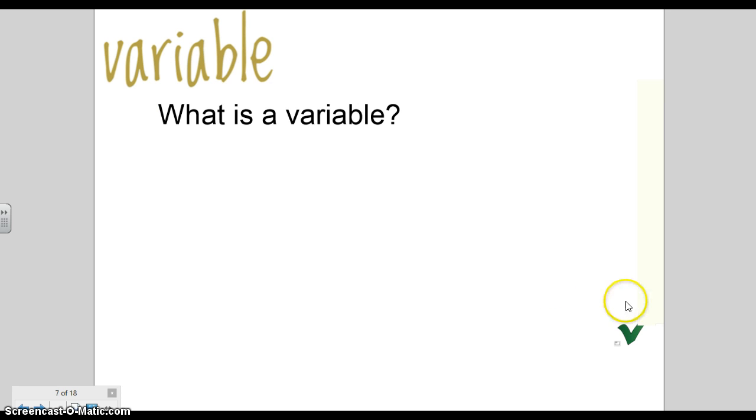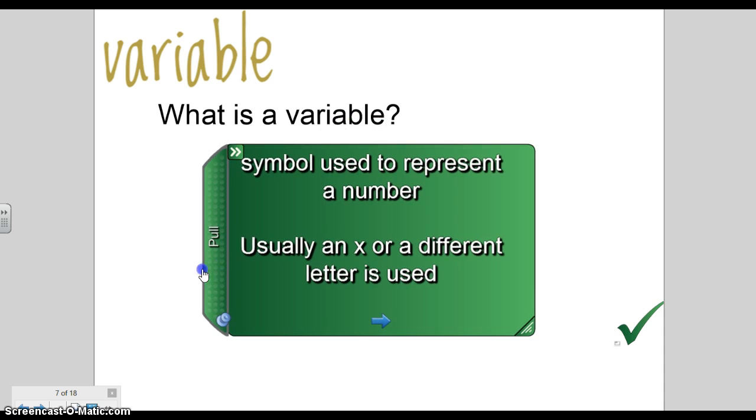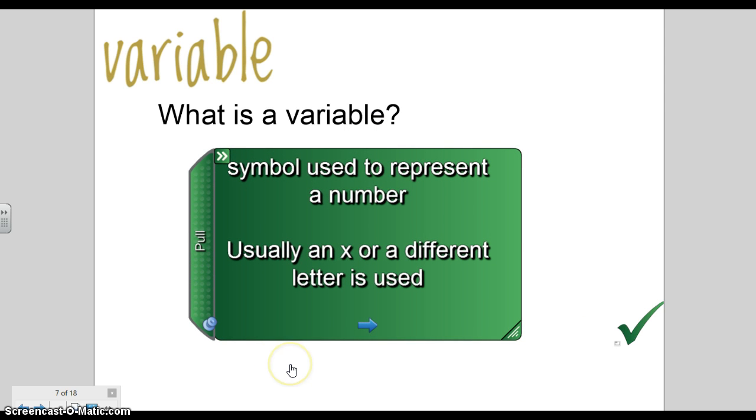Variable is a topic that students should have covered previously, and we have a pull tab that helps pull out some definitions once the students have read through and brainstormed what a variable is on their own. It's a symbol used to represent a number. It's usually an X or a different letter is used. Students get a little scared when they see different variables other than X, so we'll want to make sure that we stress that a variable could be any letter in math.